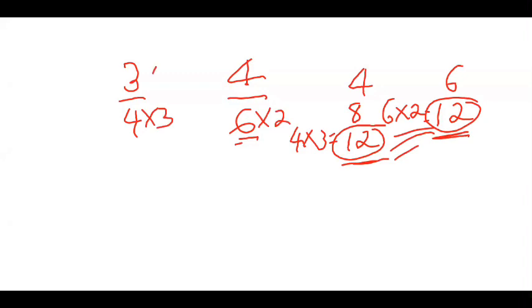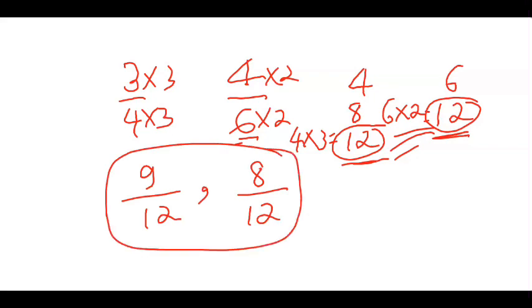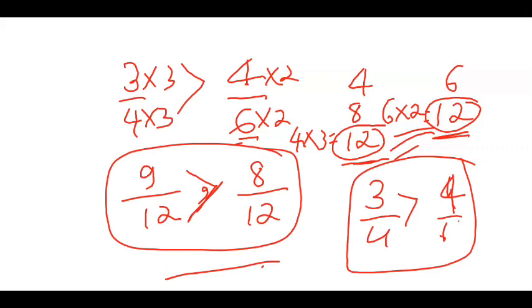So it is 3 and 2. 3 3 times is 9, so 9 over 12, and 4 2 times is 8, 6 2 times is 12, so 8 over 12. Now please tell me which is greater. 9 over 12 is greater. So to write the same thing in the question, 3 by 4 is greater than 4 by 6, right? This is how you arrive at the answer by making it like and then showing that this is greater than this.